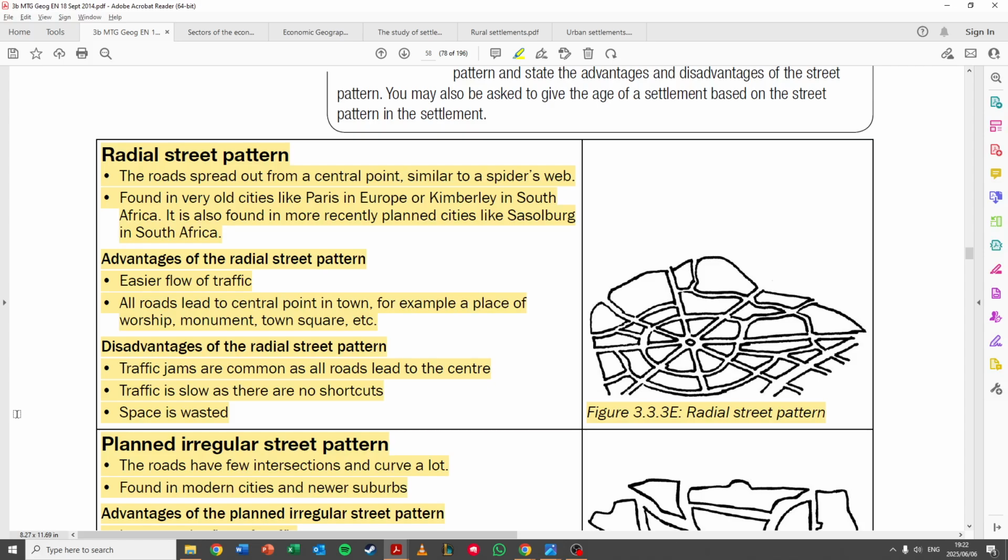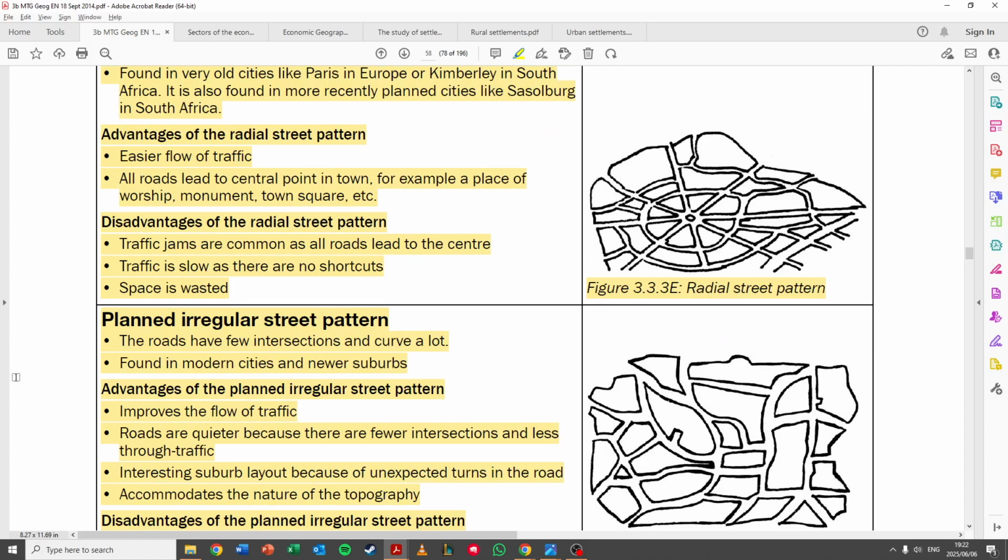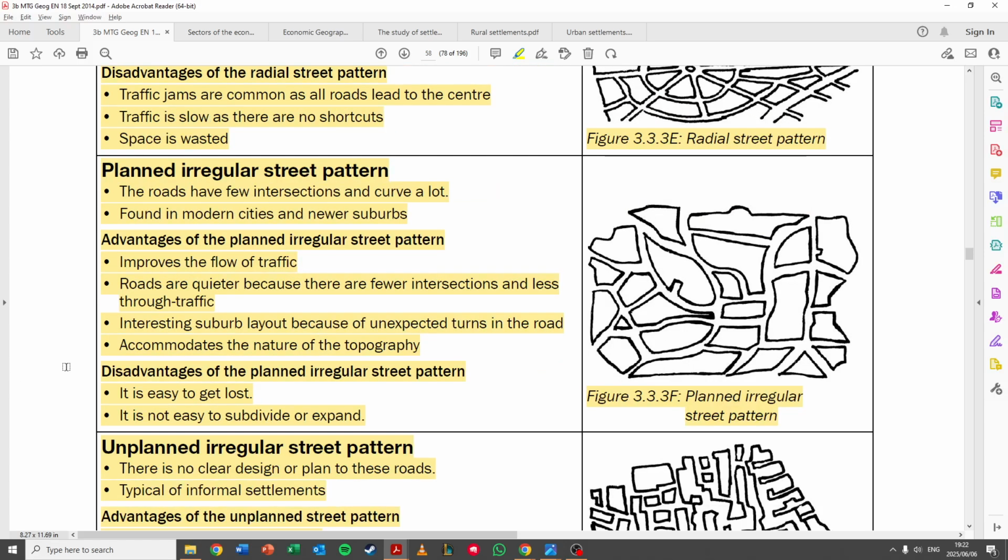Okay, some advantages of this particular street pattern are that it really helps with traffic. All roads lead to a central point in town, and obviously you know roughly where you are going. Then disadvantages. Traffic jams are quite common. Traffic is slow because there are not a lot of shortcuts really, and space seems to be wasted with this one.